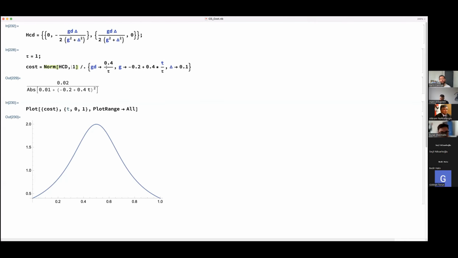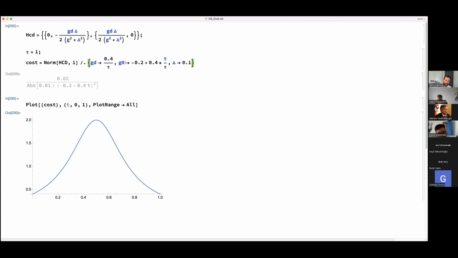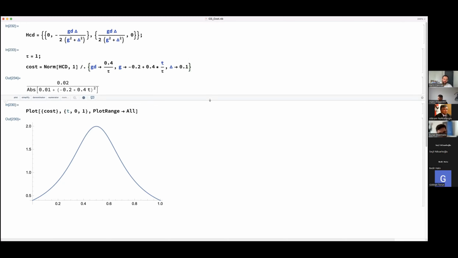Then I picked a couple of parameters for you. This is the time derivative, G dot, GD. So G0 disappears. I put GD to be 0.4. This is G0 actually, sorry, this is full G. G0 is minus 0.2, so I'm changing G from minus 0.2 to plus 0.2. And then I set the minimum gap to be 0.1. Then I calculate this cost.